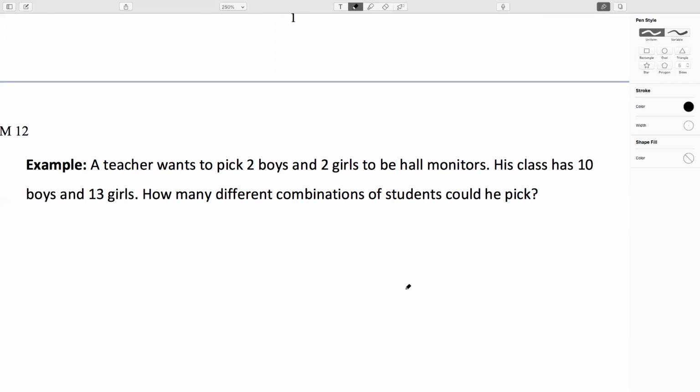Technically, yes, the fundamental counting principle does apply, but there's a better way to do this, and that's using permutations, or sorry, using combinations. It doesn't matter whether we pick 1 boy first or 1 girl first, or 1 boy second or 1 girl second. It's just that they've gotten chosen to be a hall monitor. So order doesn't matter. And what that means is that this is a combination problem.